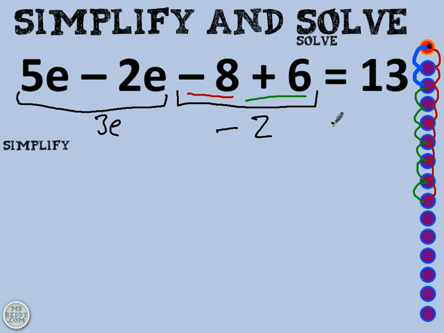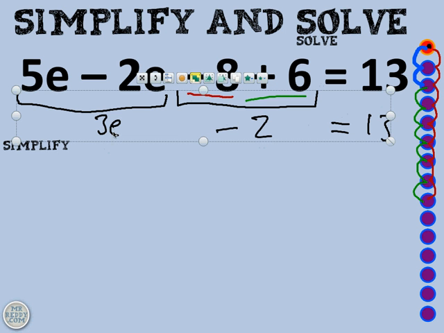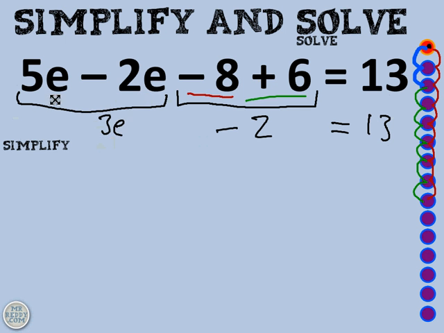Okay, let's just complete the equation then. Kind of got it all a bit spread out. 3e. Let me see if I can bring you over. 3e. Yeah, there we go. Take away 2 equals 13.